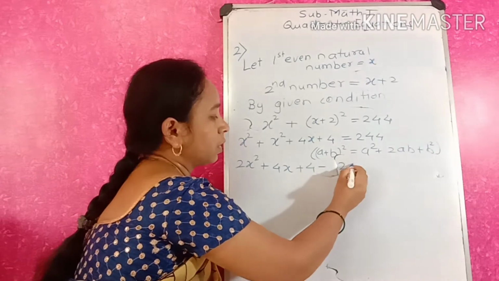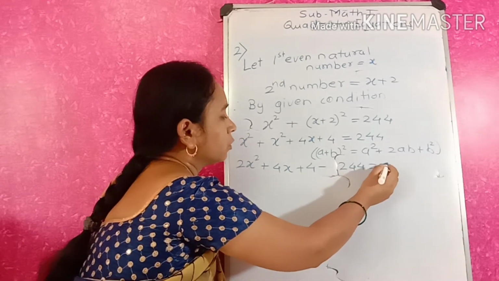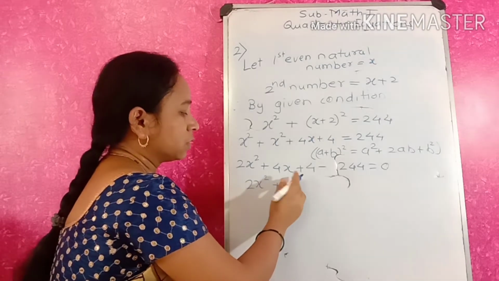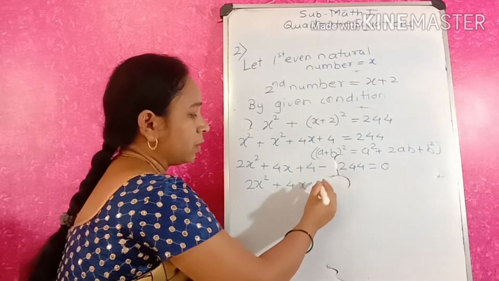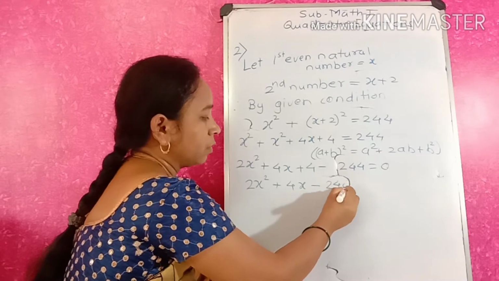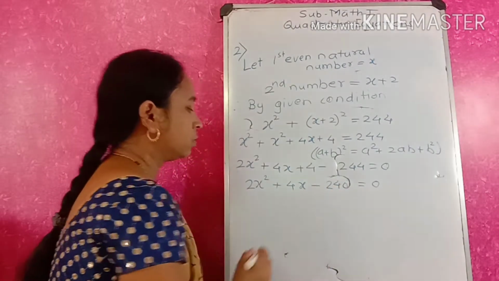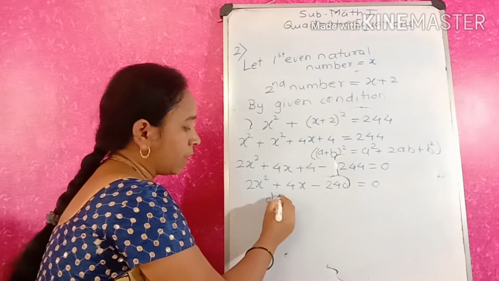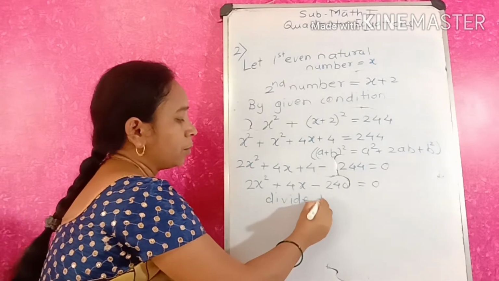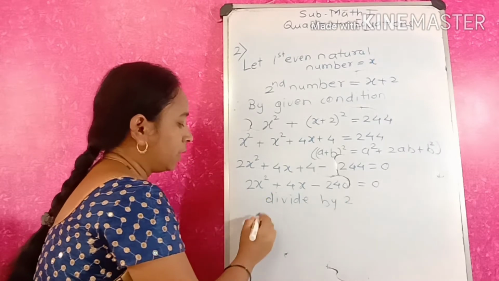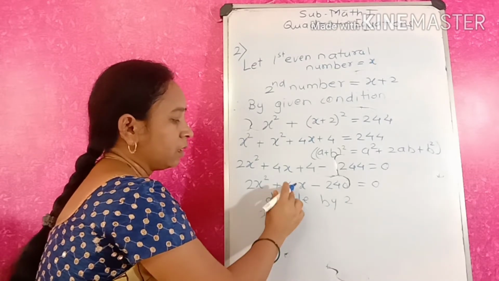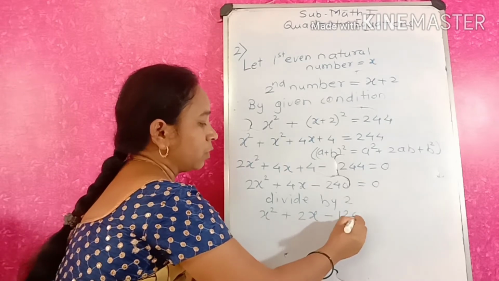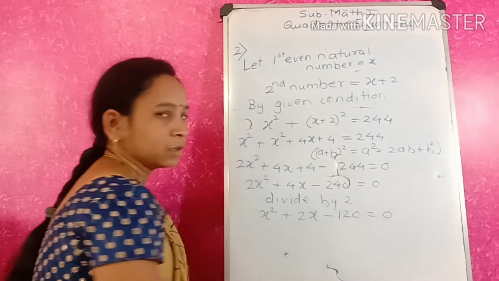So minus 244 is equal to 0. Here you will get 2x square plus 4x as it is, and here it will become minus 240 is equal to 0. This equation we can divide by 2. So divide by 2, you will get x square, here 2x will be left, and here minus 120 is equal to 0.